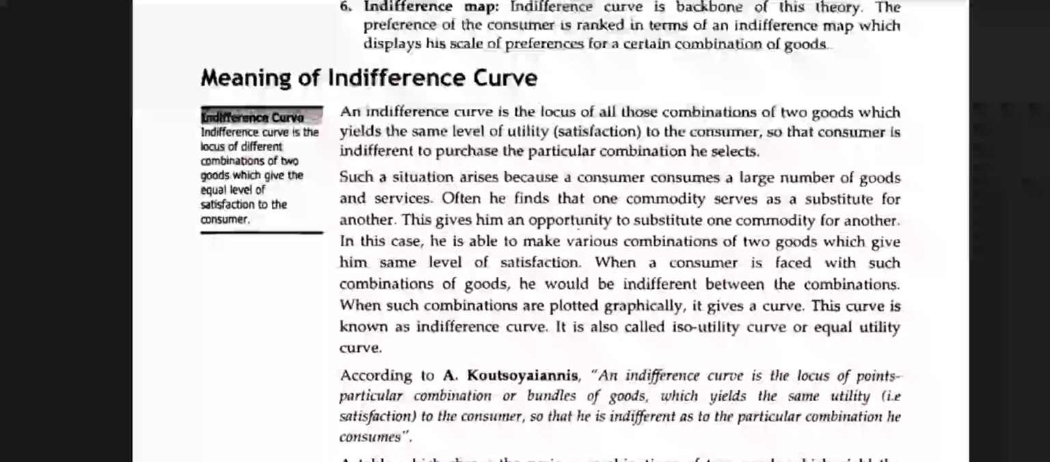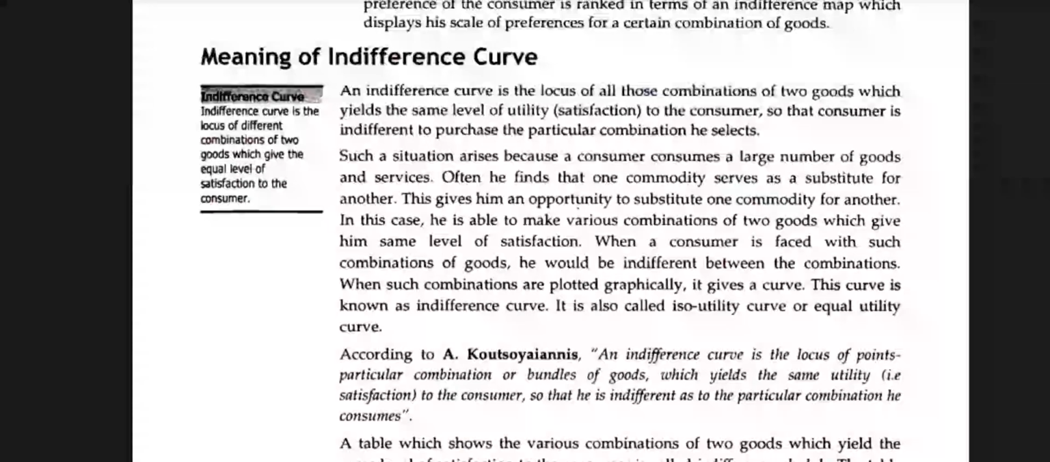And when a consumer faces such combinations of goods, he would be indifferent between these combinations, and when such combinations are graphically plotted they give a curved diagram, and this curve is known as the indifference curve. It is also known as the iso-utility curve and equal utility curve. So here is the definition of the IC curve.